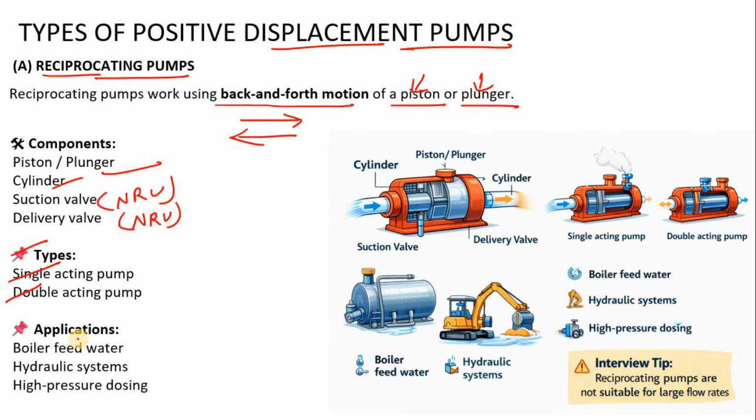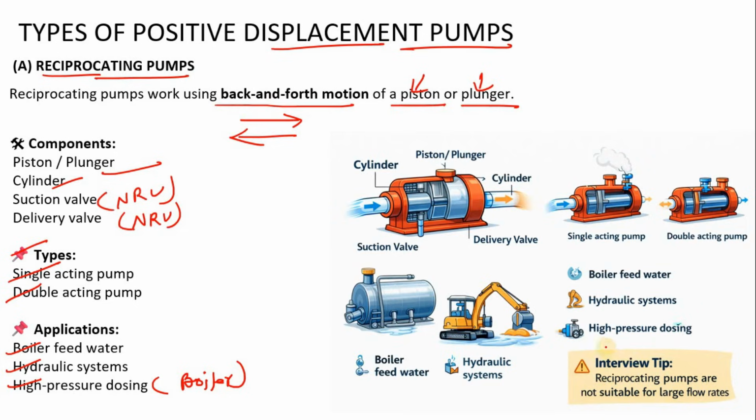Now the application of the reciprocating pump. So you will see these pumps in boiler feed water, then hydraulic systems, and in high pressure dosing systems, like in a boiler mainly. When you dose fluid in a boiler, you can see these pumps.